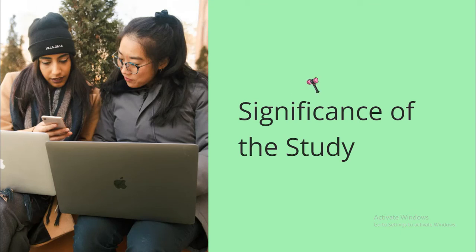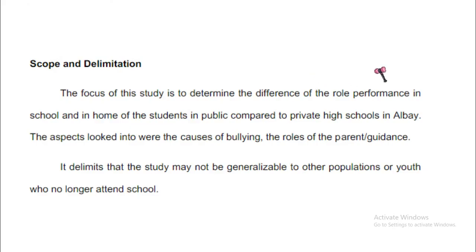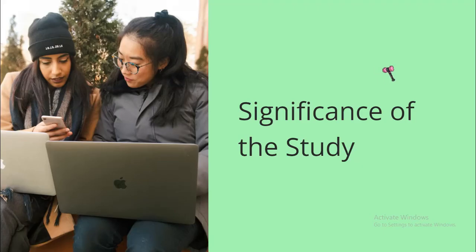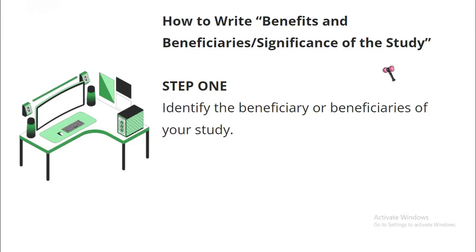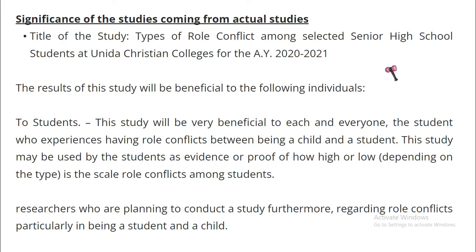So that's the only thing that we need to remember for scope and delimitation. Okay, so we will jump into significance of the study. When we say significance of the study, this is the beneficiary, or the people who will benefit from our research.